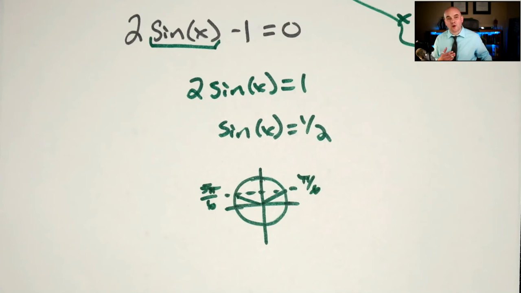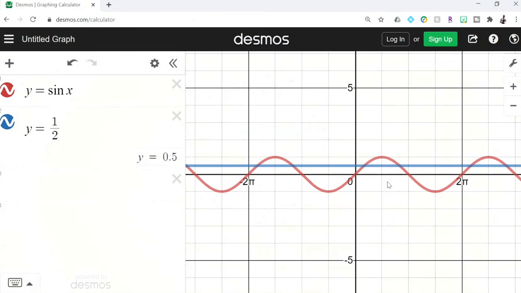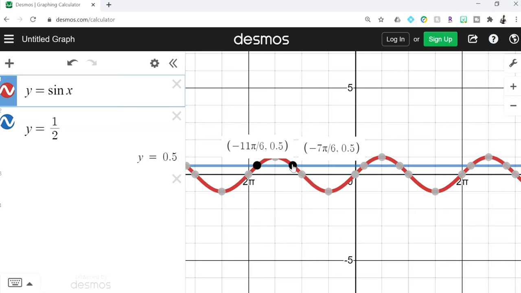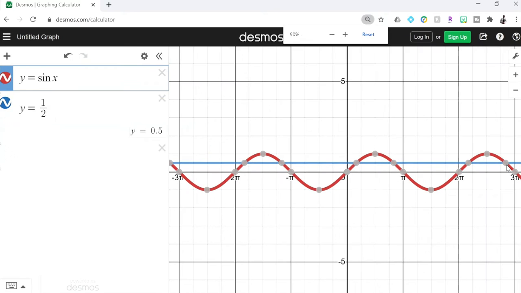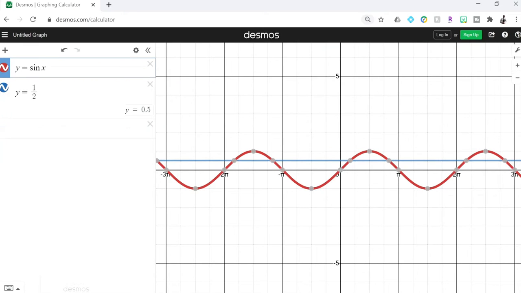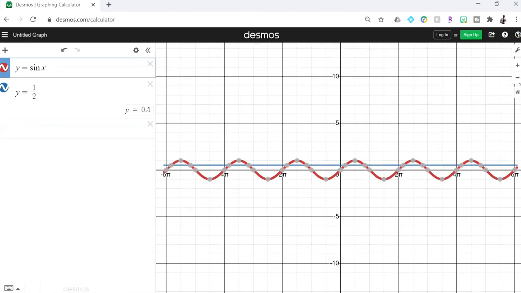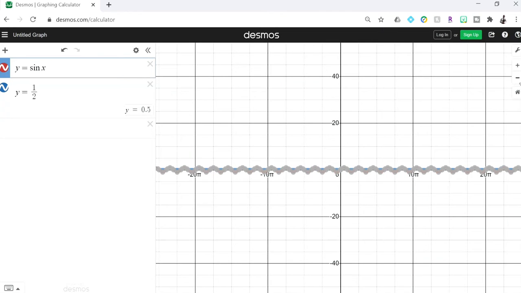If we look at the graph of sine of x, it looks like this right here in red. I've also drawn a horizontal line where y equals 1/2, and we can see there are many spots where the graph will cross a y value of 1/2. I'm just highlighting a few here. If you zoom out, you can see there's a whole bunch where it's crossing at 1/2.